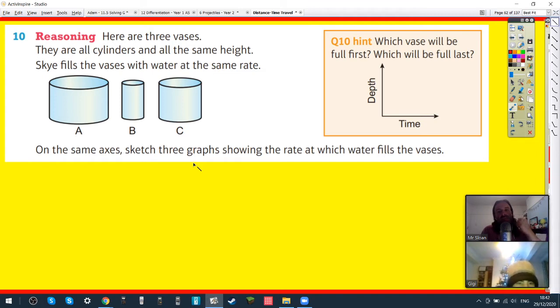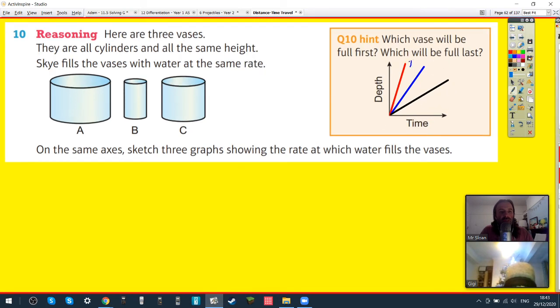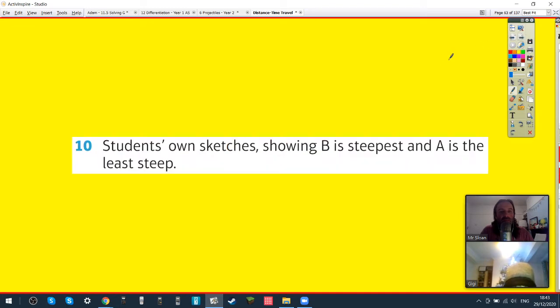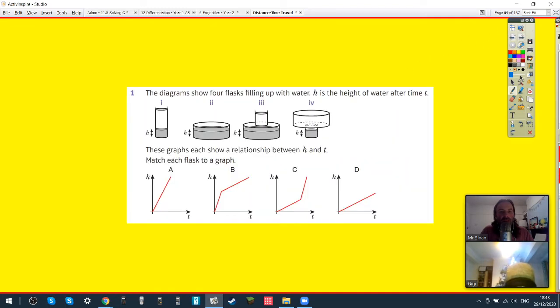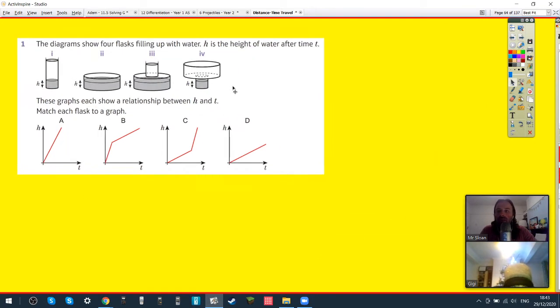B would be fairly fast. They would all be just a straight diagonal line. Right. B would be the fastest, then C, then A. Yeah. So B, then C, then A, something like that. I think, all right.